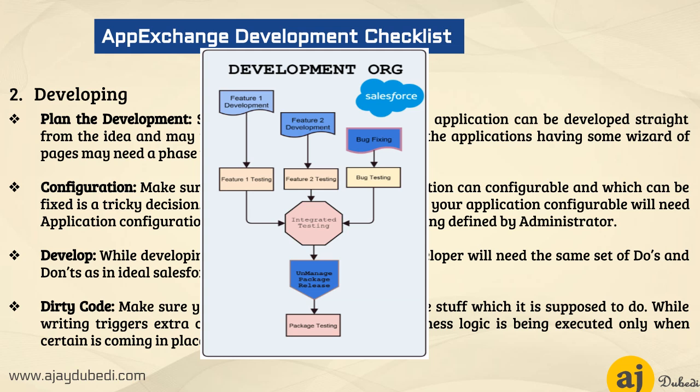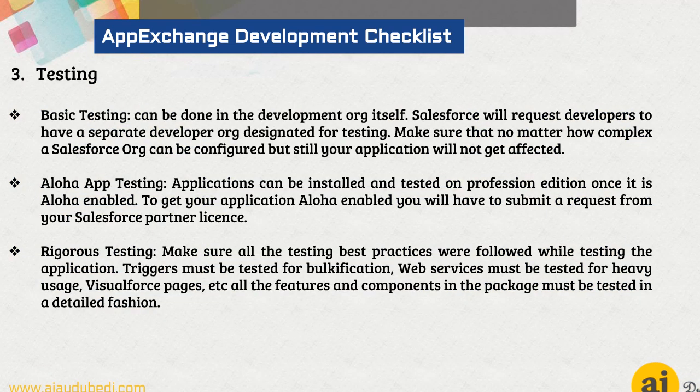But in a packaging org, it's always a final set of code, very well tested working code, because in the packaging org you are going to make a package, and then an entire set of testing will begin with the package. Now, with testing, let me briefly tell what testing should be like. The testing should go ahead in at least three phases. The first is the basic testing, which can be done in the development org itself, in which your feature or the app is getting developed.